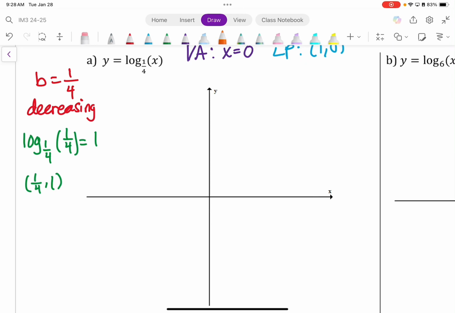Let's go ahead and graph now. Here is the asymptote, x equals 0. Here is our first point through 1, comma 0. Here is our second point through 1/4 and 1.